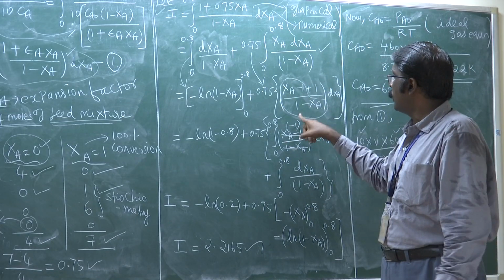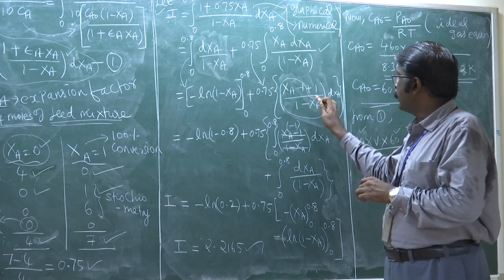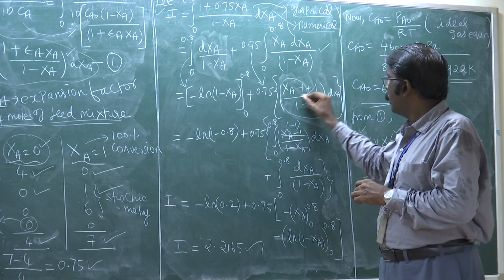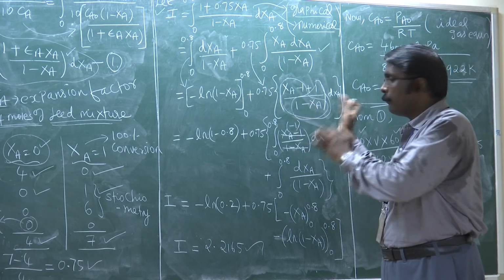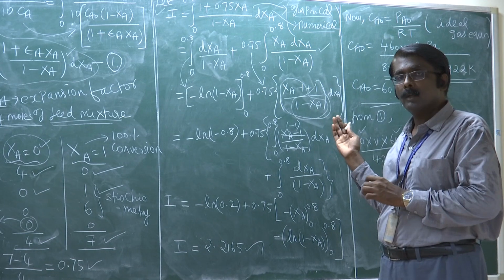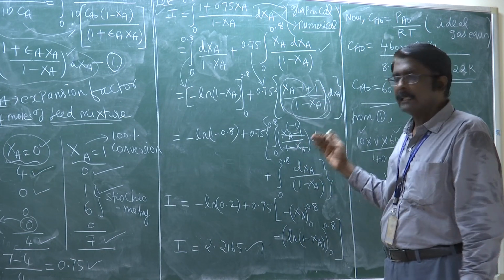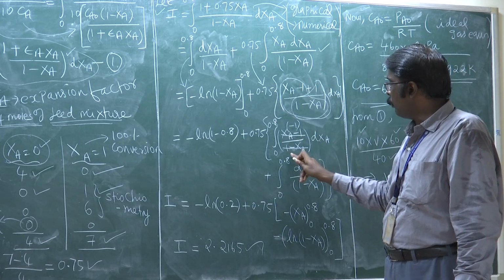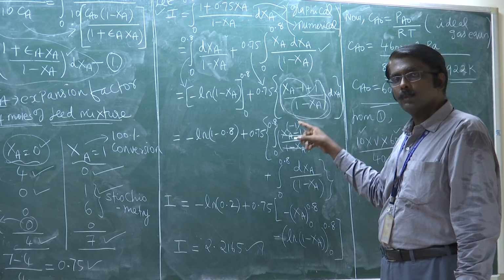Like (x_A minus 1) divided by (1 minus x_A), that is made as the first fraction. Second fraction is 1 divided by (1 minus x_A). Again the entire function is made into two different fractions. So if it is simplified like that, the (x_A minus 1) by (1 minus x_A) can be cancelled out, which will give us only minus 1 as the result.